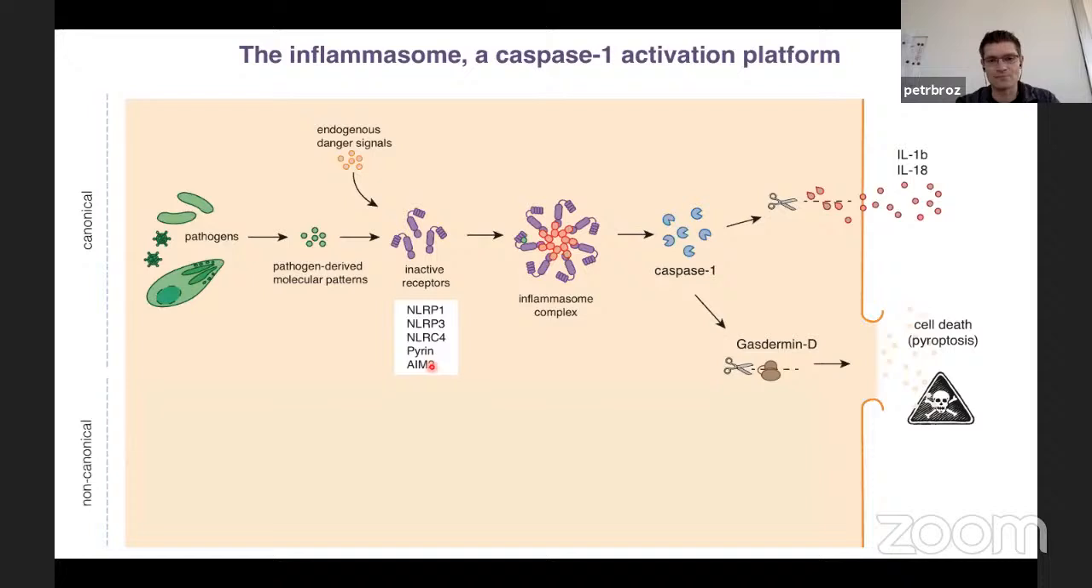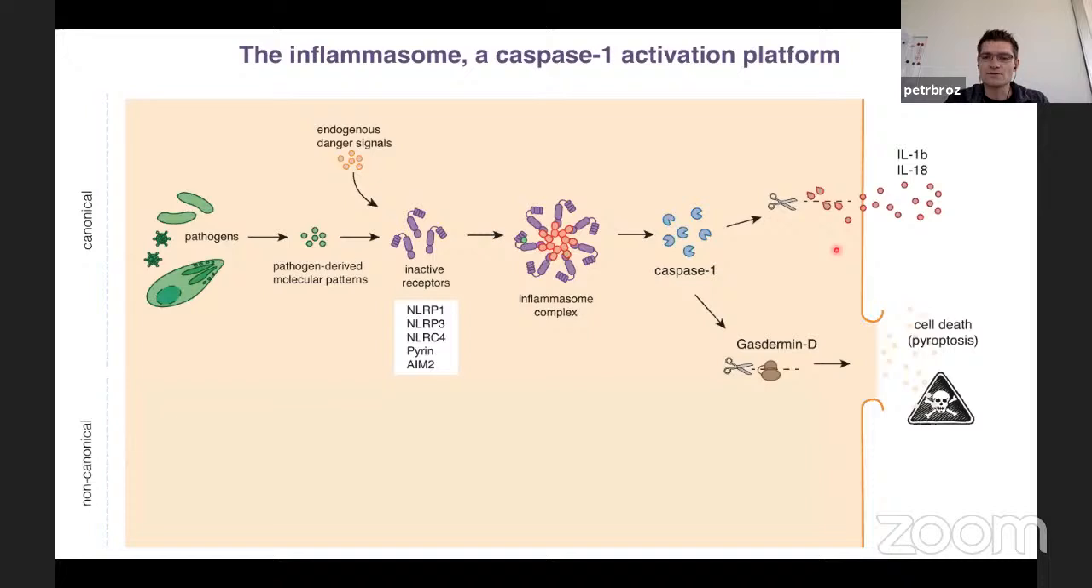Now, upon engagement, these receptors will assemble what is now called the inflammasome complex. So it's a multi-protein complex that consists of the receptor, an adaptor protein here in red, which I'll talk about later as well, which is called ASC. And this complex will activate eventually caspase 1, shown here as these blue Pac-Man symbols. And the caspase, which is a protease, will cleave, on one hand, cytokines. So this is its first function that has been identified. So it cleaves IL-1 family cytokines like IL-1 beta and IL-18 and promotes their release.